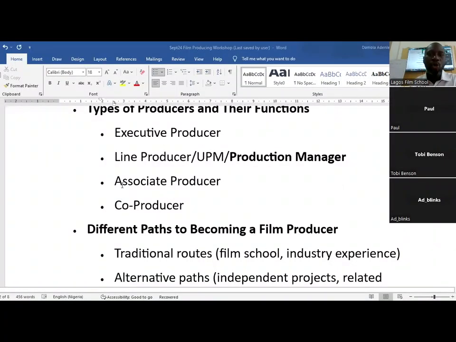Associate producer and co-producer. Let me start first with co-producer. A co-producer is like a partner producer. When they write the credit, they write their names sometimes in threes or in twos. "Produced by," and you see two or three names. Those are like co-producers. Or sometimes they write it both ways, like producer and then co-producer. So they are like partner producers, different from an associate producer.